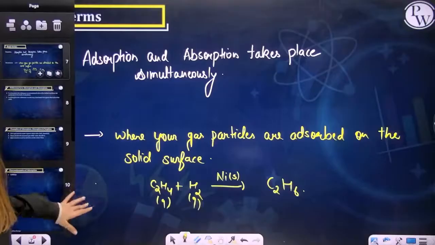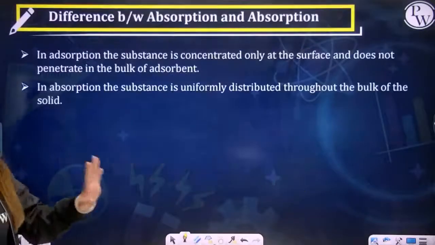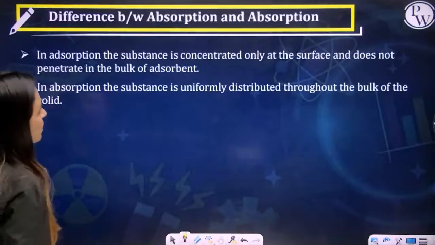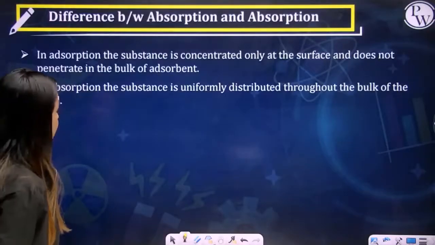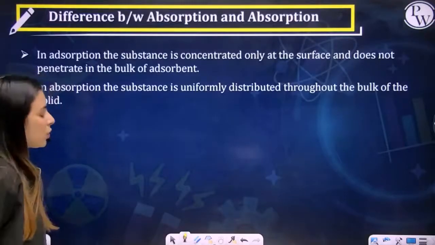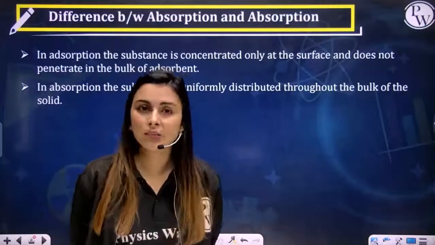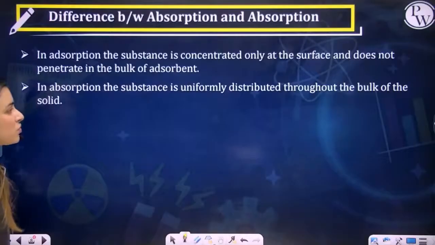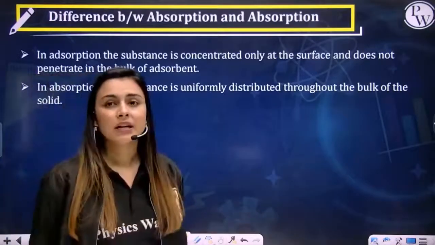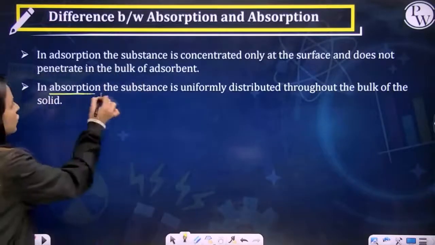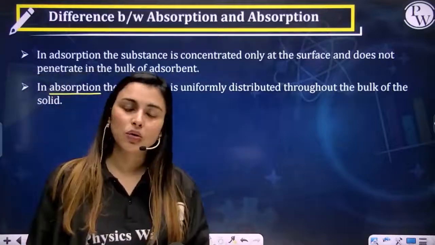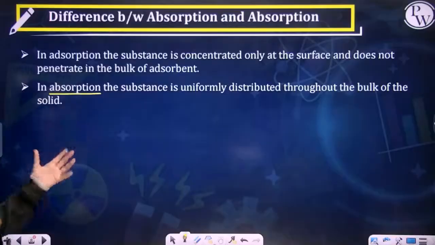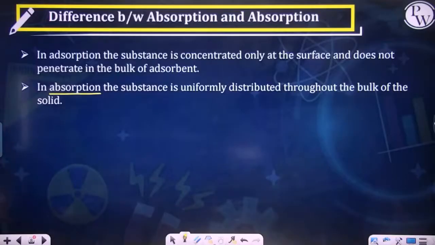So now let's try and read whatever we have discussed till now. It says that in adsorption, the substance is concentrated only at the surface and does not penetrate in the bulk of the adsorbent. It does not go inside the body. Next, in absorption, the substance is uniformly distributed throughout the bulk of the system. But if you talk about absorption, it goes inside the bulk of the system. So this is the basic difference between adsorption and absorption. If you want to write it, please write it down.